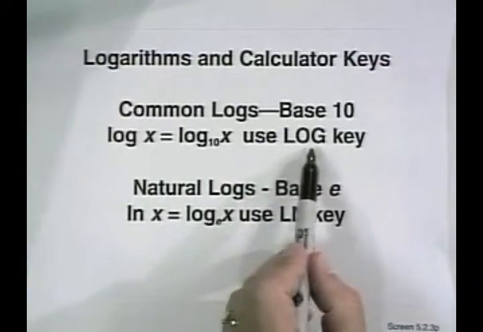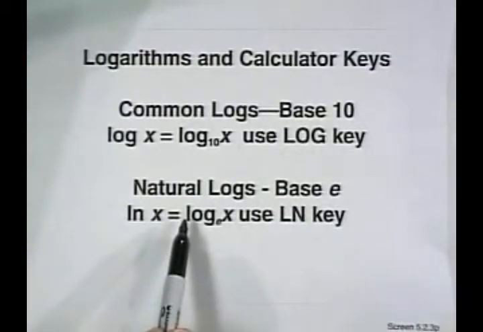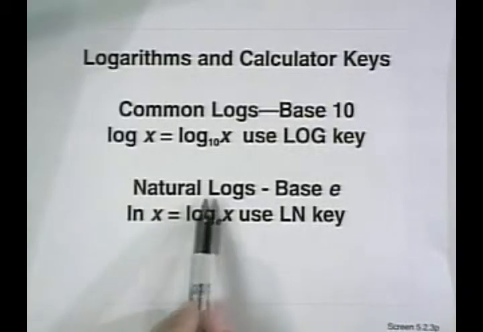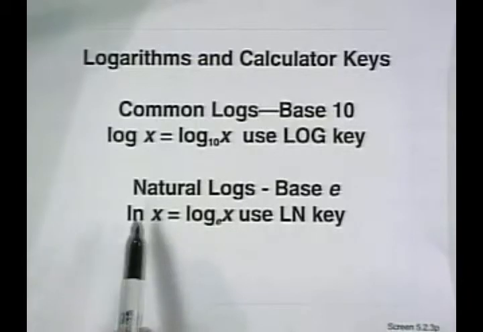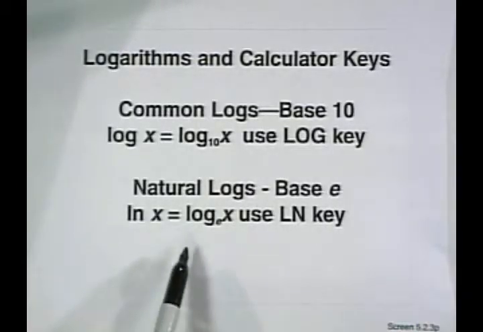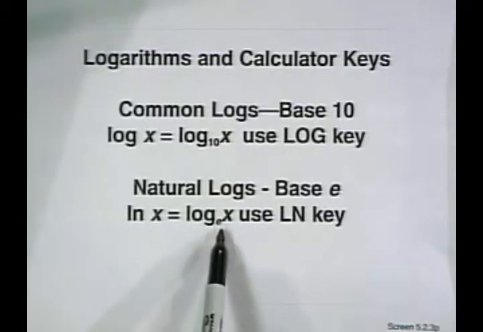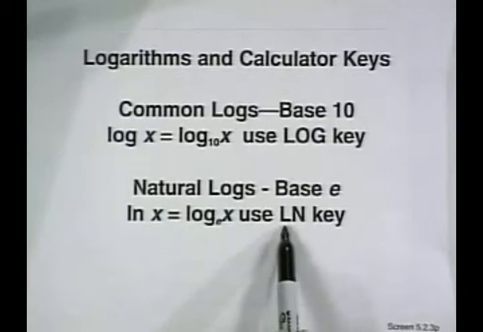There's a log key on your calculator. The other common base that's used is called a natural log. It has base e. The way we express that is to write ln of x. Instead of log base e, we write ln of x. And there's also an ln, or natural log key, on your calculator.